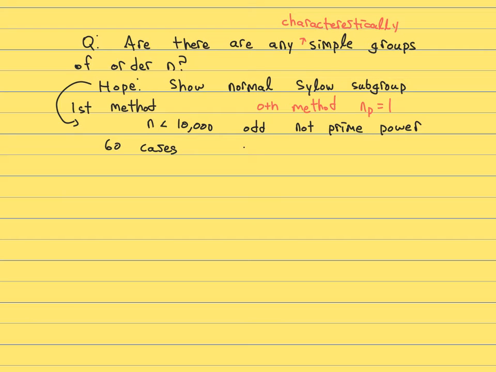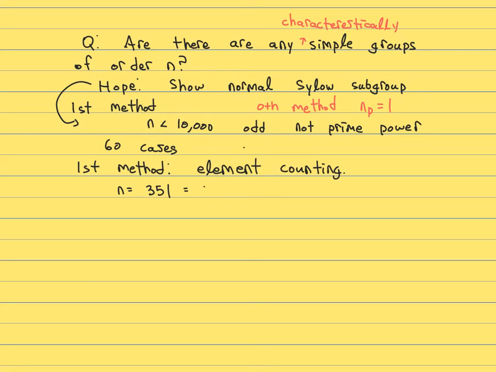So, what is the first method? The first method is element counting. It's the method we've already discussed. But here it is again. To illustrate this method, we're going to let n be 351. So we're going to prove that there is no simple group of order 351.